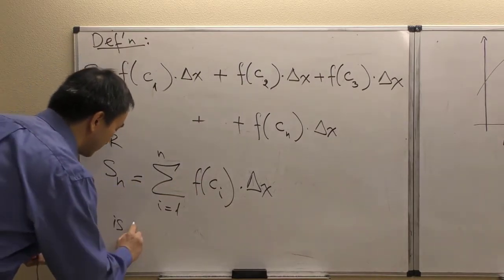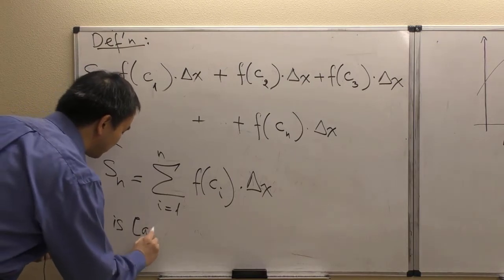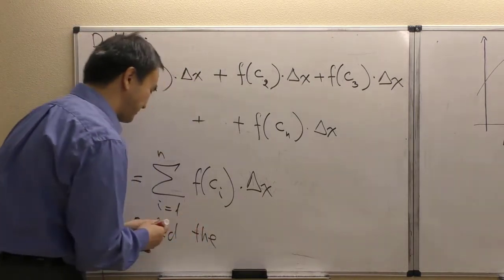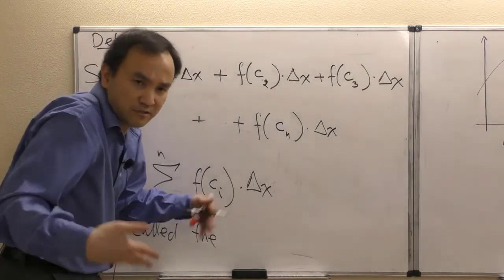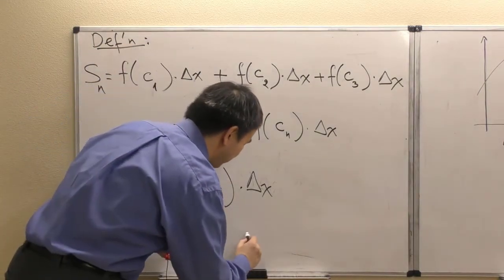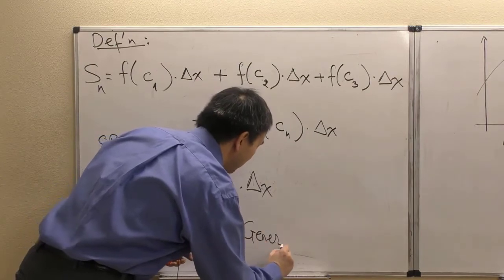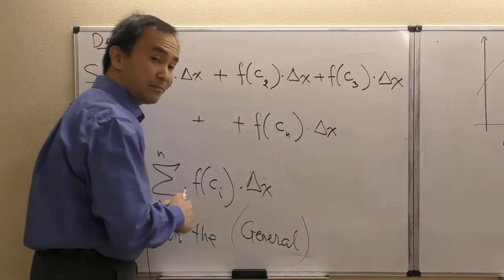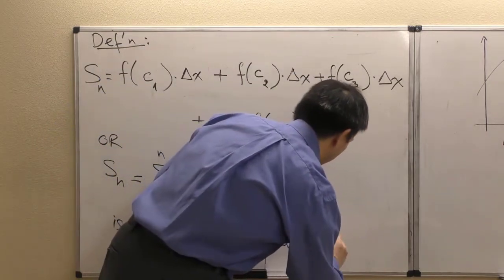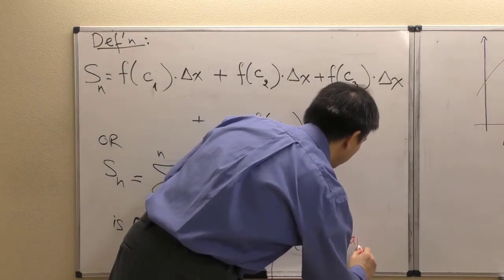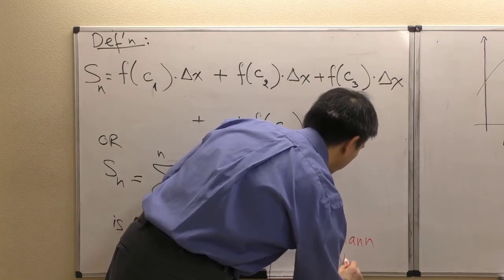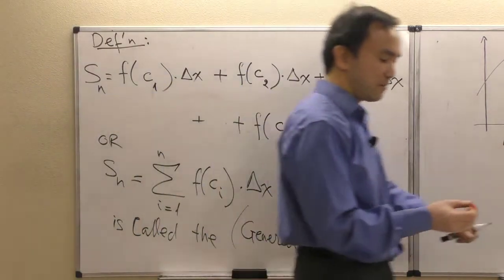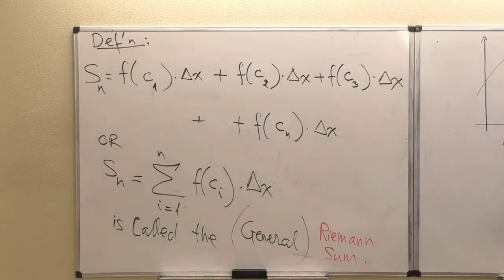So this is called the general Riemann sum, and just the Riemann sum. Forget about the word general. I write it here, but I'll put it in parentheses, because you can skip the word general. This is just called the Riemann sum. All right, so that's formally what the Riemann sum is.